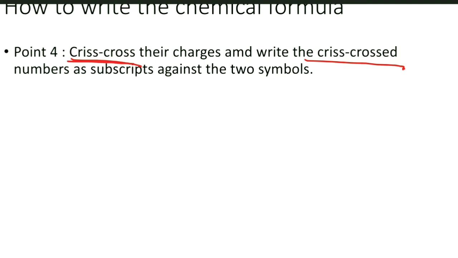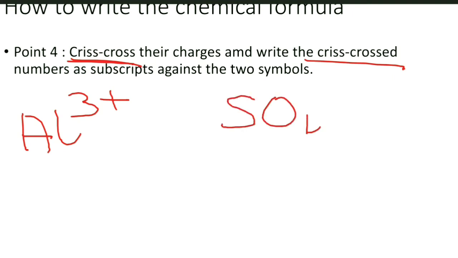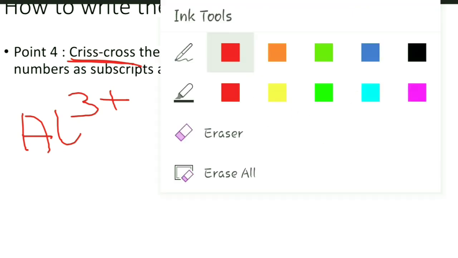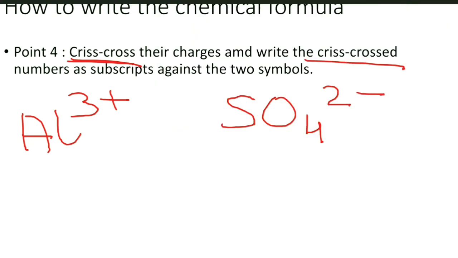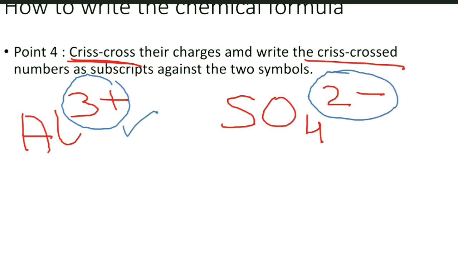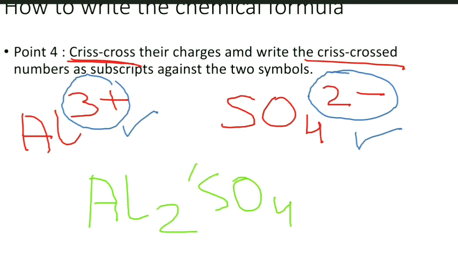Now take our previous example, aluminium Al3+ and sulfate SO4 2-. The charge of aluminium, 3, becomes the subscript of the sulfate ion and the charge of the sulfate ion, 2, becomes the subscript of the aluminium ion. So the formula of aluminium sulfate is Al2(SO4)3.